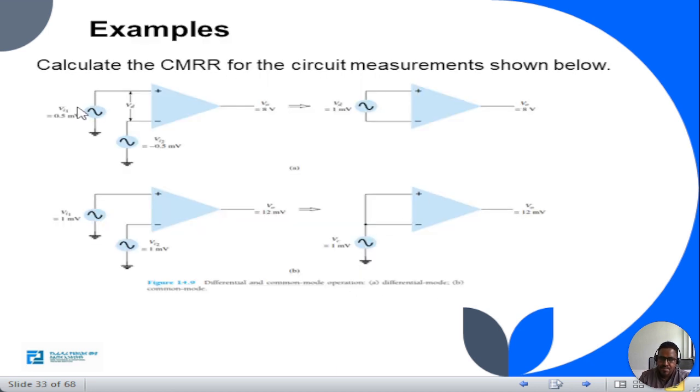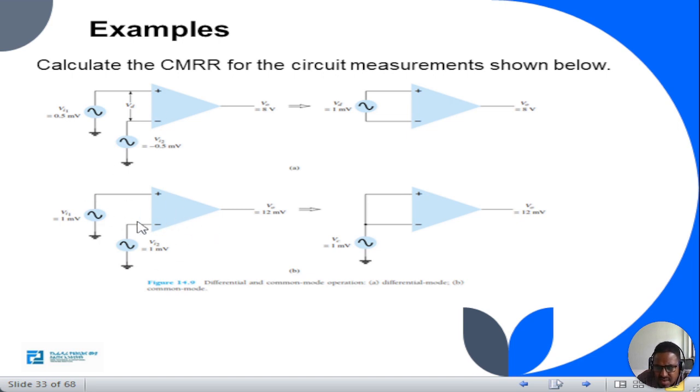So let's see a simple example. Calculate the common mode rejection ratio for the circuit measurement shown below. Our input in this figure has a differential input. In the non-inverting input, positive 0.5 millivolt. In the inverting input, negative 0.5 millivolt. So V difference becomes V1 minus V2. The given V out is 8 volt. So first we must determine the gain of this op-amp.